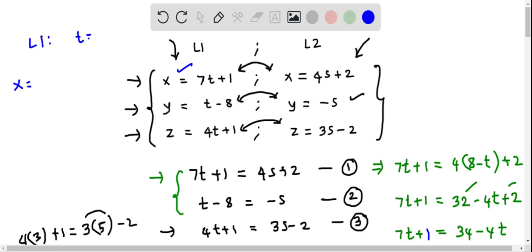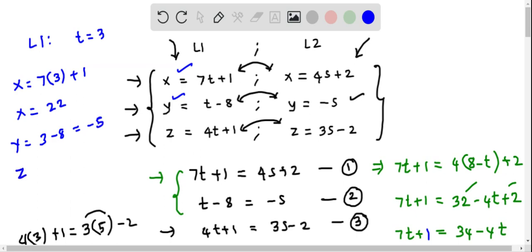We know that the value of t equals 3. So this becomes 7 times 3 plus 1, which equals 7 times 3 is 21, plus 1 is 22. So we get the value of x equal to 22. Now let me plug into the y equation. So we plug in t equal to 3. Therefore this becomes 3 minus 8, which is negative 5.